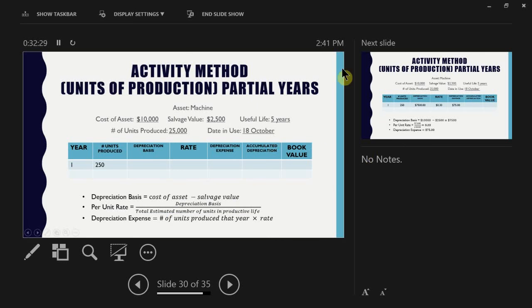All right, so go ahead. Let's solve this. Okay? Awesome. How do I solve this? If I only produce 250 units that year, which is November and December, how do I calculate this? What's the depreciation basis? Cost of the asset is 10,000.